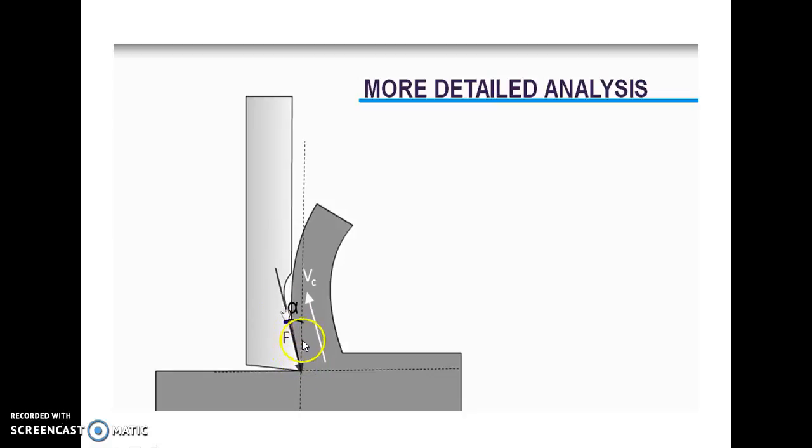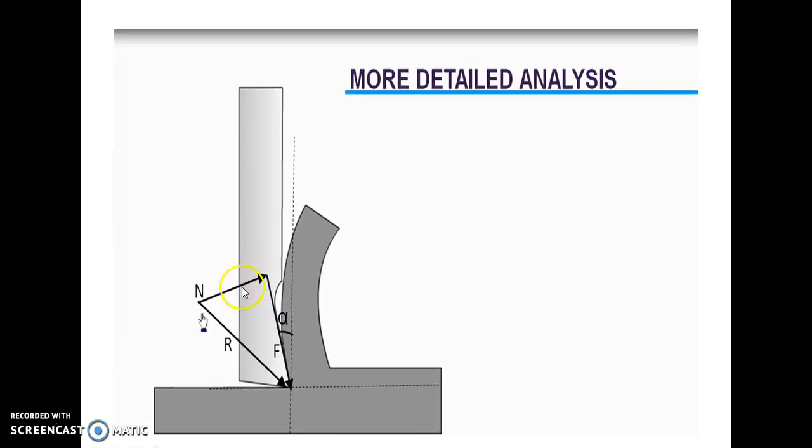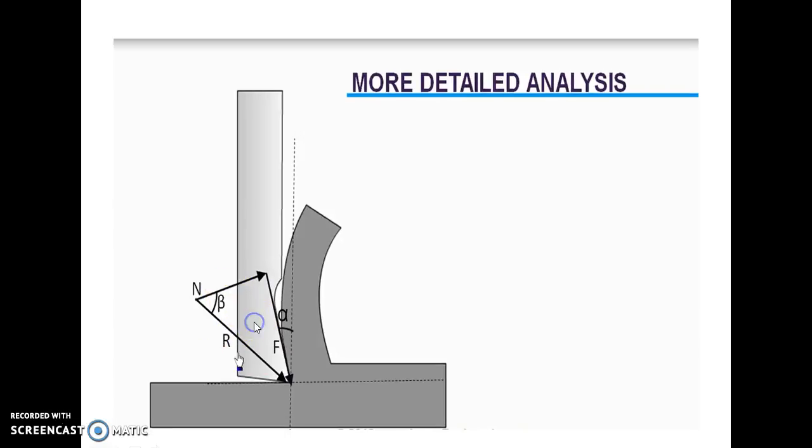This frictional force is the force between the chip and the tool material, and as there is a frictional force, there should be a normal force. So this is the normal force acting on this frictional force, and this R gives the resultant force here. Now we can also find out the friction angle. The friction angle is beta. Beta can be found out by using the coefficient of friction, that is mu. If we know mu, then we can find out beta also.